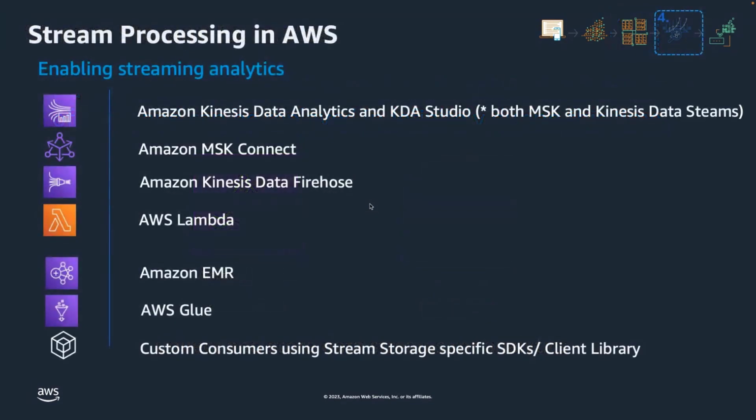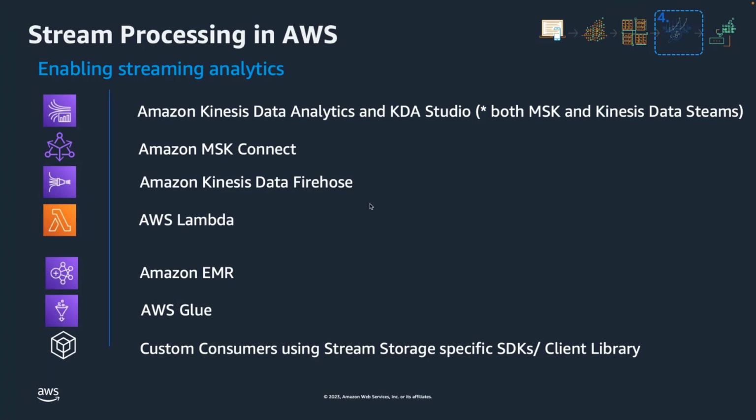Next up, we have stream processing in AWS. This is the transformation layer, or the ability to filter, aggregate, and create results from multiple streams of data as it is arriving in stream storage. Some of the examples of stream processing in AWS are shown on the screen.